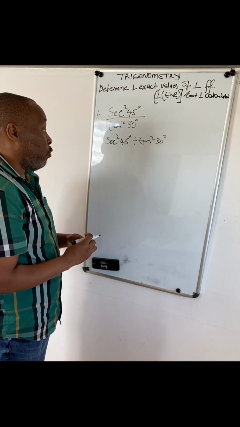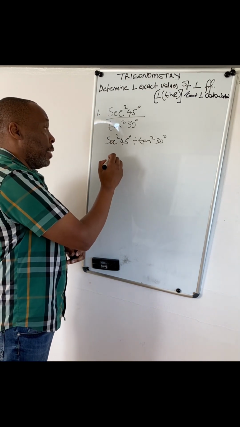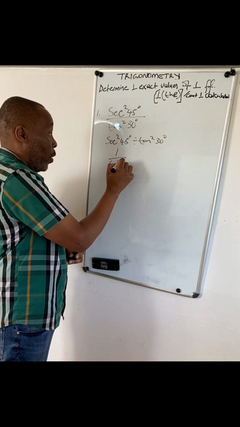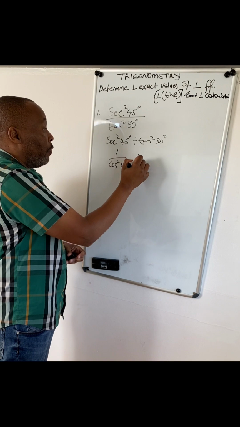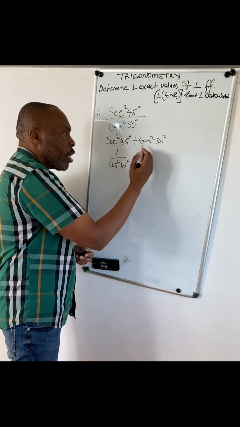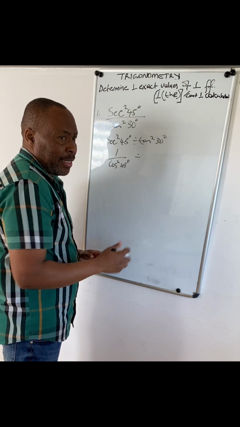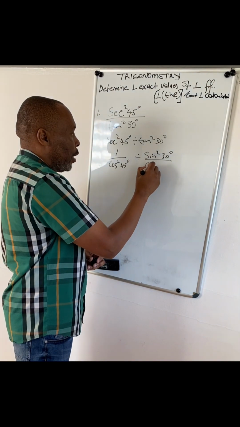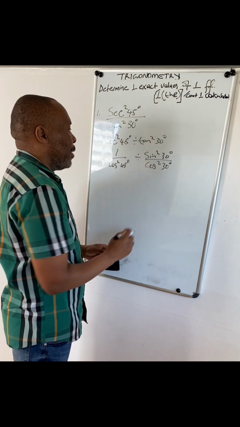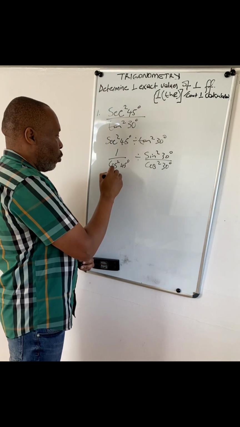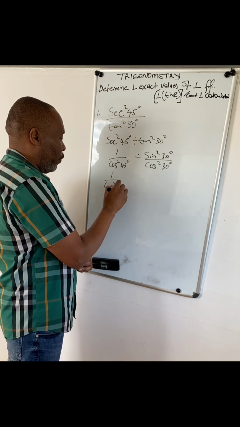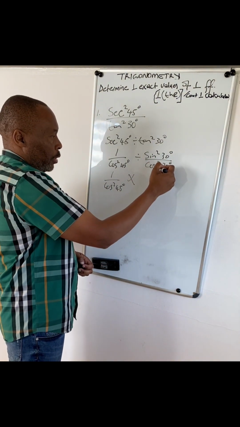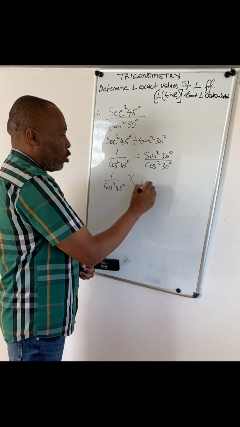And sec squared 45 degrees is the same as its inverse, which is 1 over cos squared 45 degrees, divided by tan squared 30 degrees, which is the same as sine squared 30 degrees all over cos squared 30 degrees. Right? So this is 1 over cos squared 45 degrees multiplied by its inverse now. The denominator becomes the numerator.